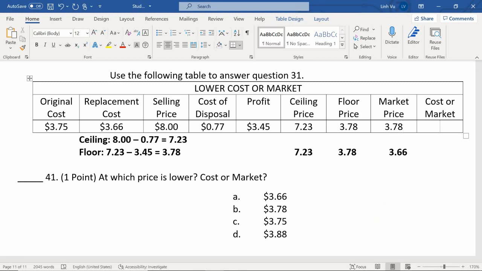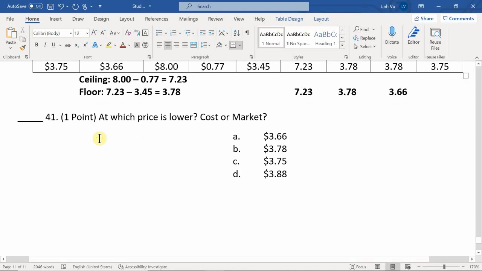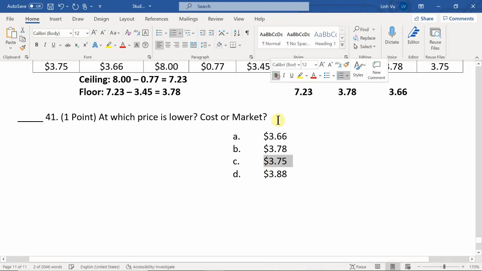$3.78. The last question we have to ask is which one is lower, the original cost of $3.75 each or the market cost of $3.78? $3.75 is lower. So the answer to which one is lower, cost or market, is $3.75 each. Good.